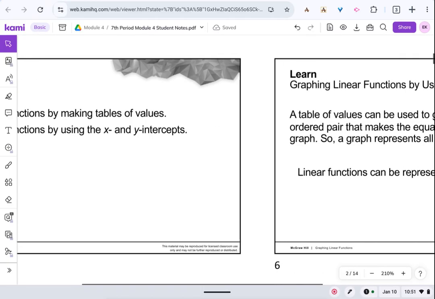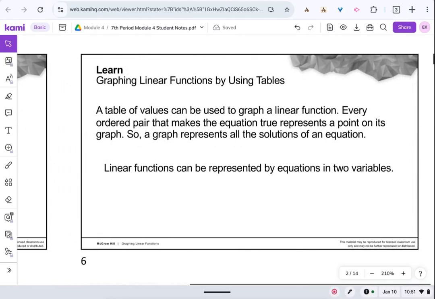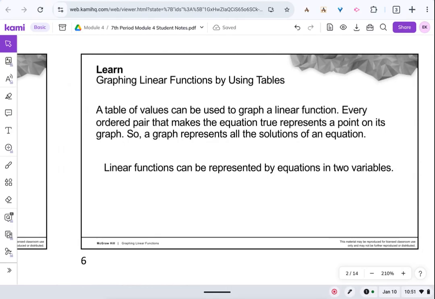So, with today's lesson, a table of values can be used to graph a linear function. Every ordered pair that makes the equation true represents a point on its graph. So a graph represents all the solutions of an equation. So whatever x's and y's work together, those are the points that are on our line.